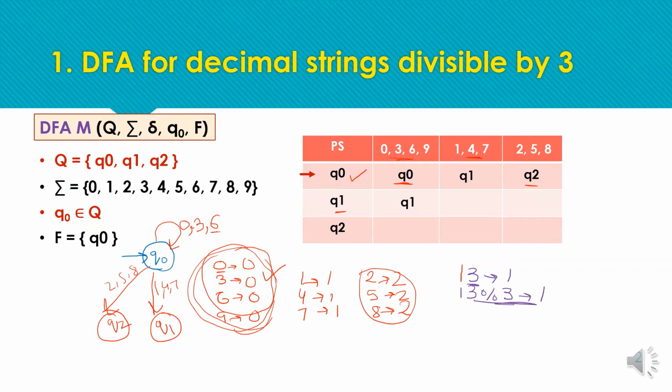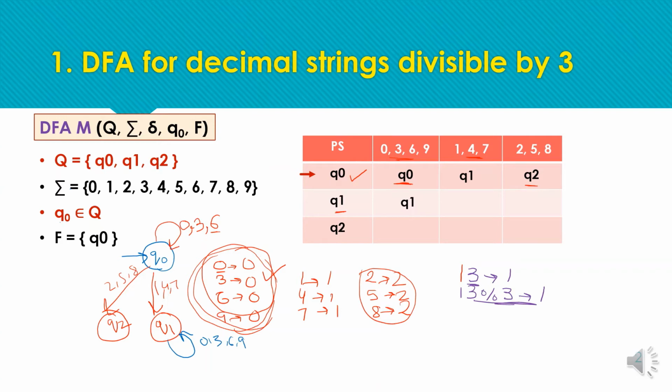Means for 10, we will be having the remainder 1. For 16, we will be having remainder 1. For 19, we will be having remainder 1. So for all these input symbols, we are moving to state Q1 from Q1. Next we can mark the self loop for these input symbols 0, 3, 6 and 9.